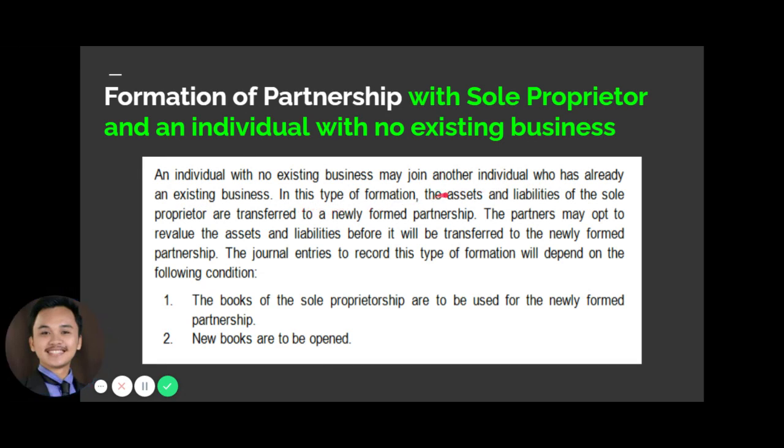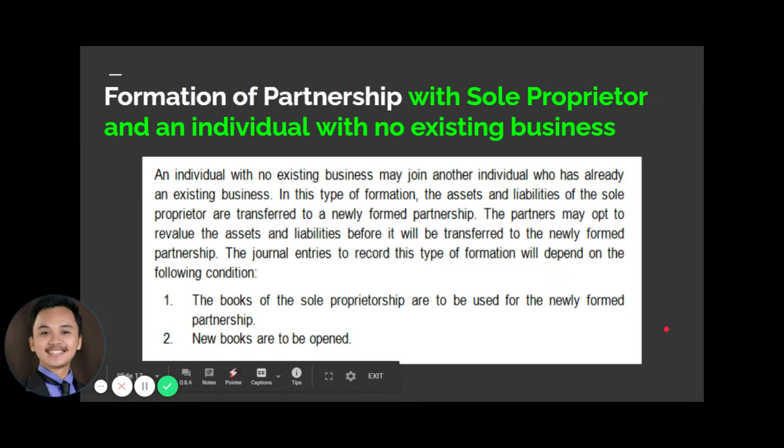In this type of formation, the assets and liabilities of the sole proprietor are transferred to a newly formed partnership. The partners may opt to revalue the assets and liabilities before they are transferred to the newly formed partnership. The journal entries to record this type of formation will depend on the following conditions. So before forming a partnership, the sole proprietor who already has a business has the option of revaluing its assets and liabilities before they are transferred into the new books. The following conditions are as follows. The books of the sole proprietorship are to be used for the newly formed partnership, and new books are to be opened. So these are the three conditions for the revaluation of assets and liabilities.